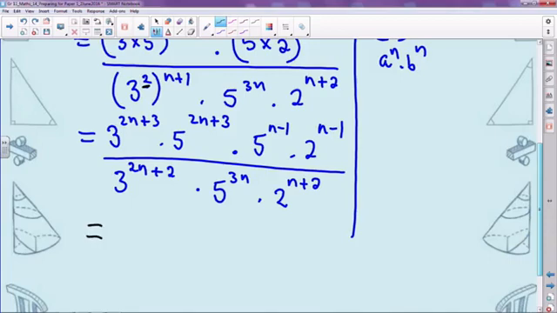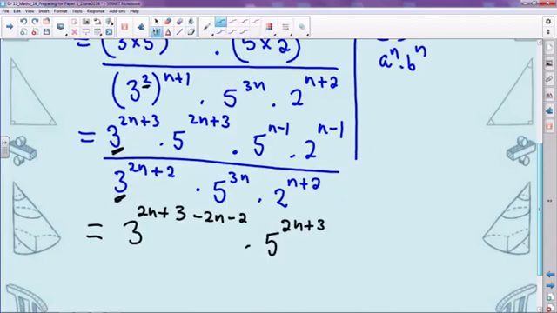Now, remember that when we are multiplying the same bases, we add the exponents, and if we're dividing, we write one base and then subtract the exponents. Okay, we start with base 3. You've got your 3 to exponent 2n plus 3. Where's the other 3? It's dividing. So what you need to do is subtract the exponents. So it's minus 2n minus 2. Right, times, for 5, you've got your 2n plus 3.